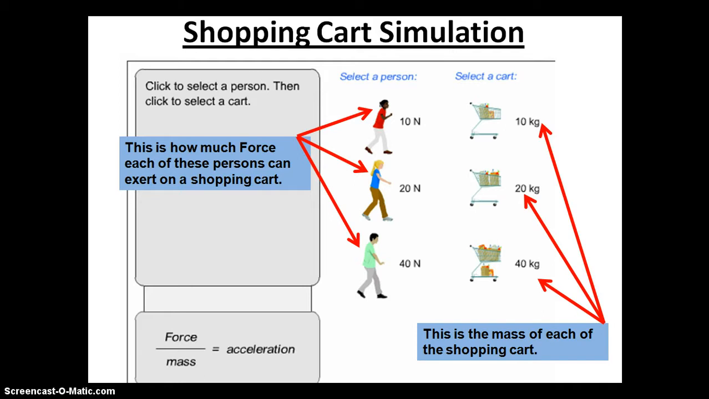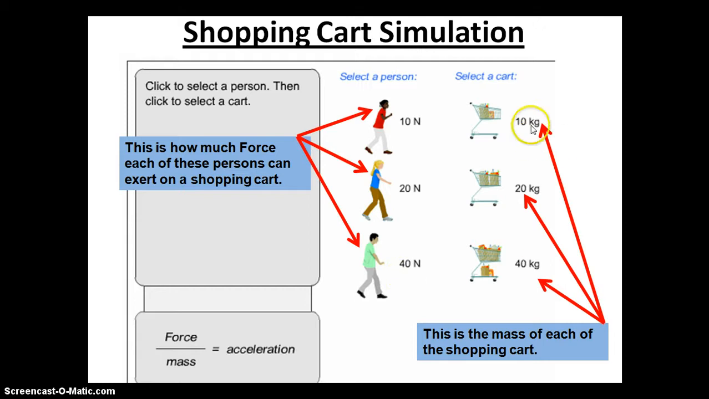A shopping cart simulation. Let me show you online a little example. Okay, but before we start, just so you see what happens, this is how much force each person can exert or put onto a shopping cart. So like this person can push only 10 newtons of force. This person will push at about a rate of 20 newtons. And this larger person at the very bottom can push with about 40 newtons of force.